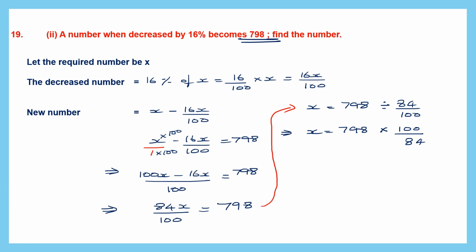So here we can cancel. You can cancel with 2, you can cancel with 3 also, you can cancel with 6. Finally, after you cancel, you will get 9.5. Now multiply these two. So here we can find the value of x. x is equal to 9.5 into 100, which is 950. So the new number here is 950.